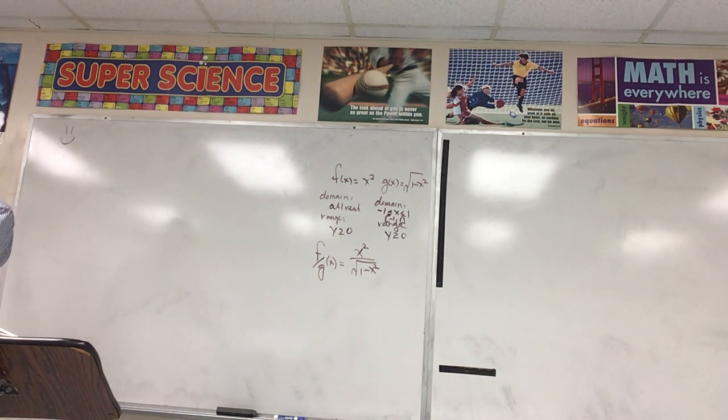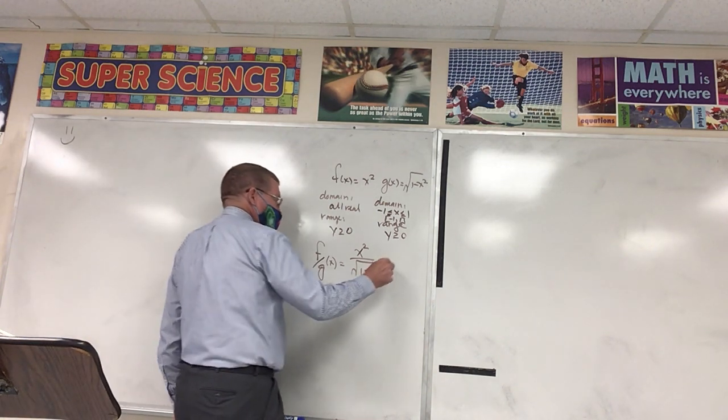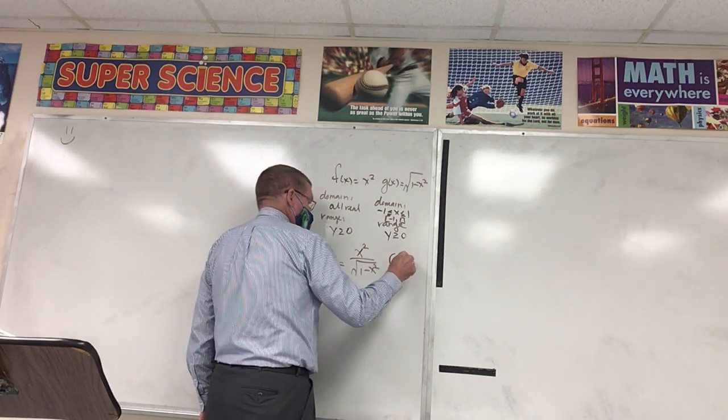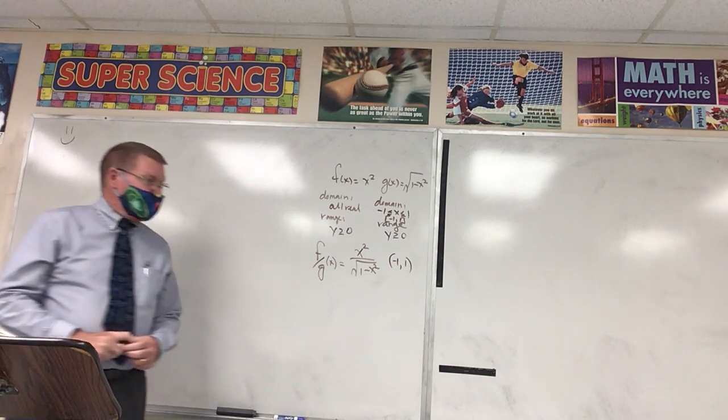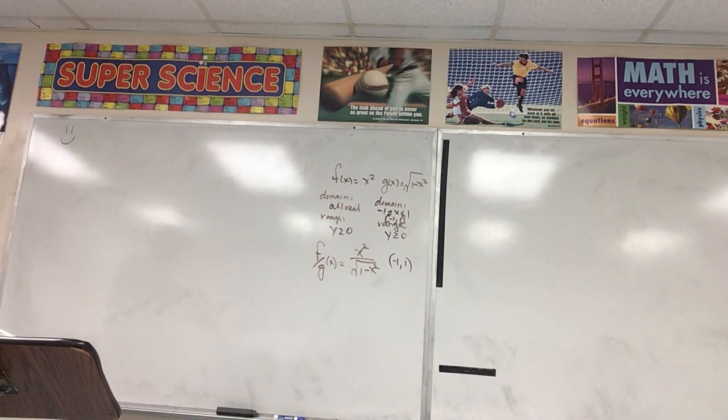Alright, so what's my domain? Well, it's a 1 over f. -1. Why is it parentheses, not brackets? Because the domain is just greater than. Alright, because the denominator can't be equal to 0, correct?